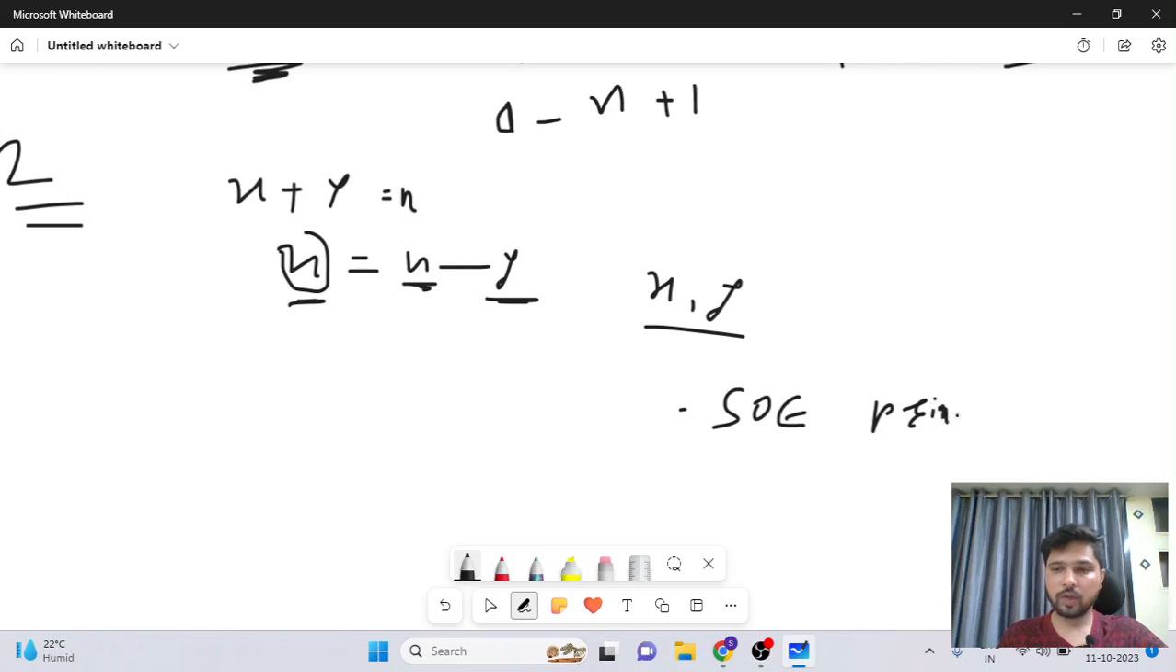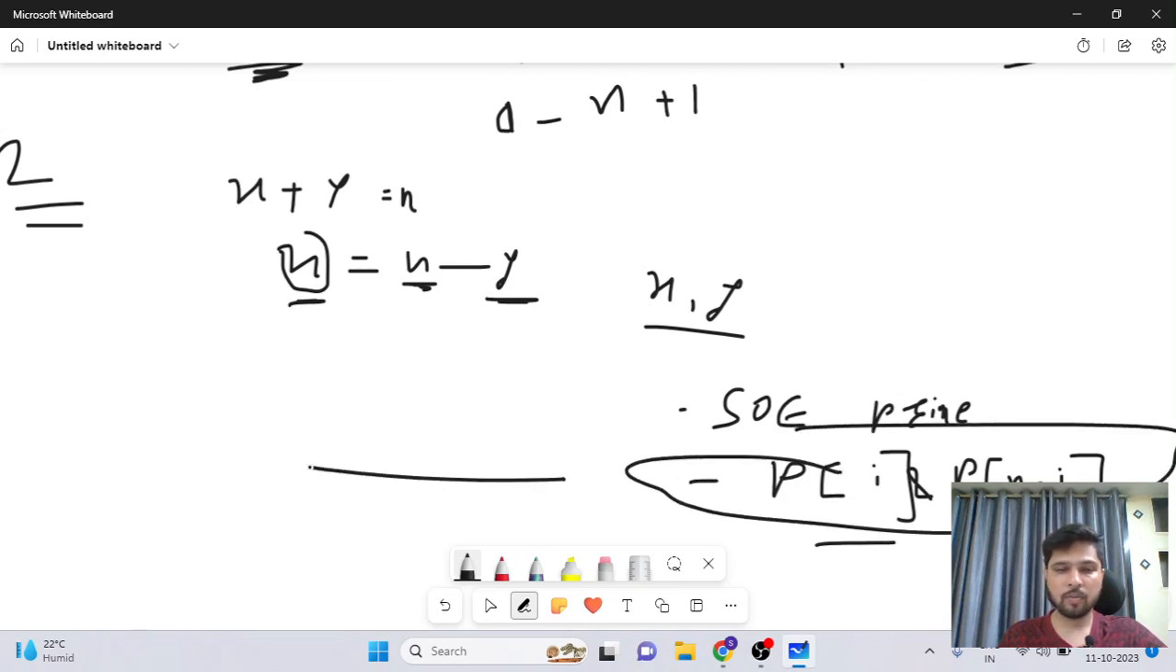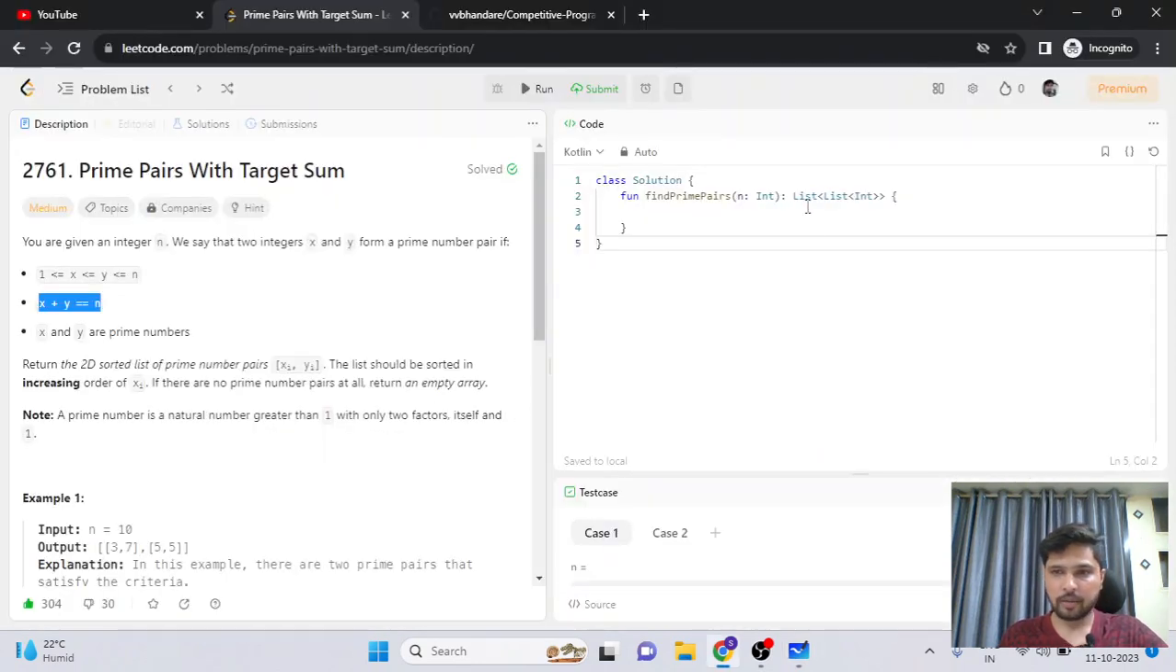Okay, once that is done, then we have to iterate from 1 to n, and check in the prime array whether the ith value as well as the value at n minus i are both prime. If these are primes, then we can treat this as one pair and put it into the output list, or you can say list of list.